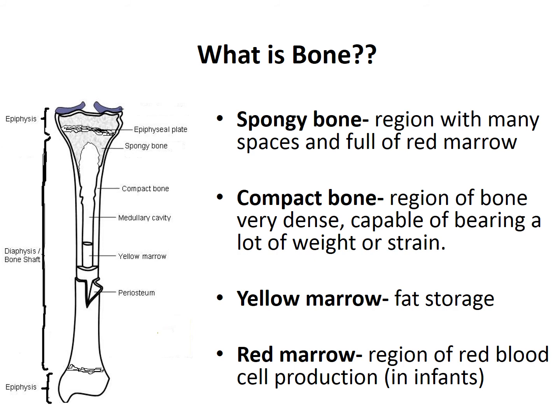We've also got spongy bone, which has, like we saw before, a lot of spaces, and it's normally full of red marrow. So think of it as a sponge full of cells that are going to be creating red blood cells. Then there's compact bone, which is the region of the bone that's very dense. Yellow marrow is fat storage, and the red marrow is where the red blood cells are produced.